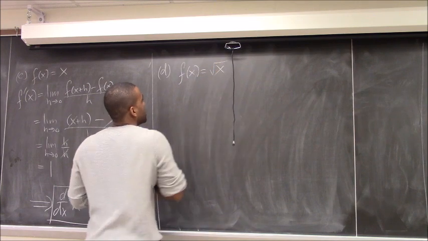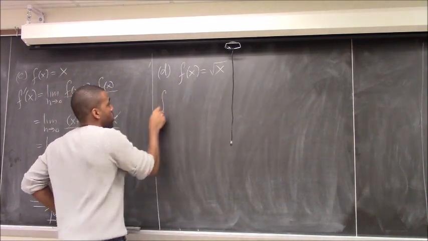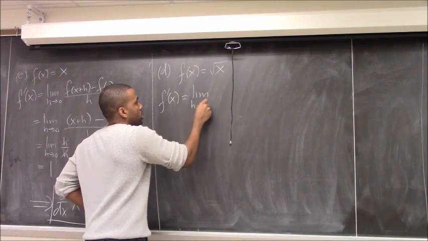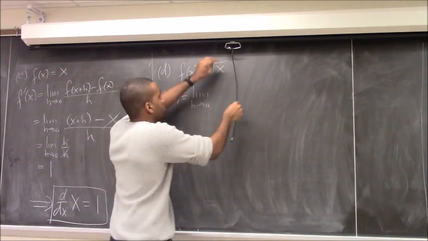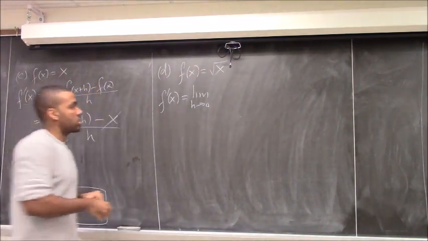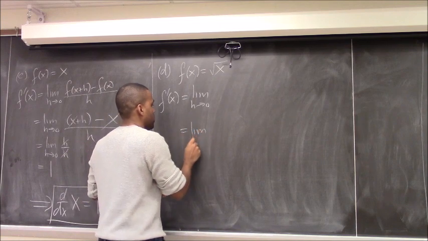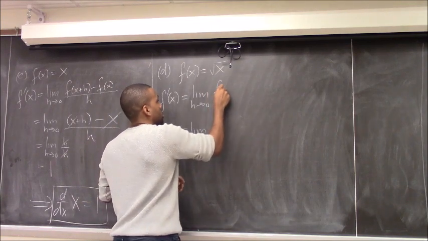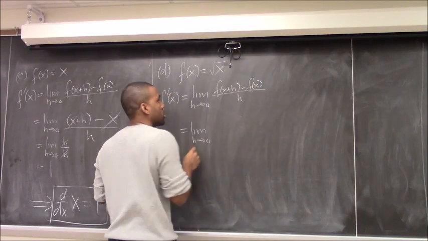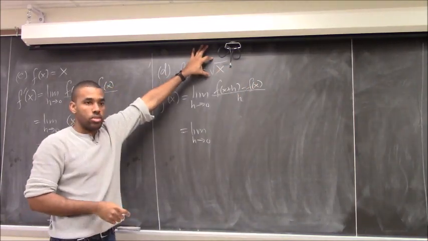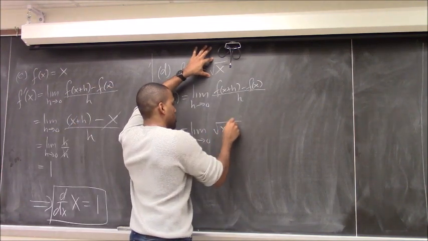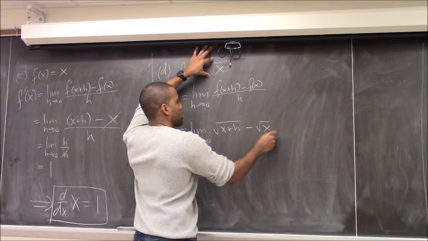So let's say our function is radical x. I want to find the derivative of radical x. What function will give me the slope at any point for radical x? So what is f of x plus h here? This is f of x plus h minus f of x over h. What is f of x plus h if my function is radical x? Square root of x plus h, minus the square root of x, all over h.